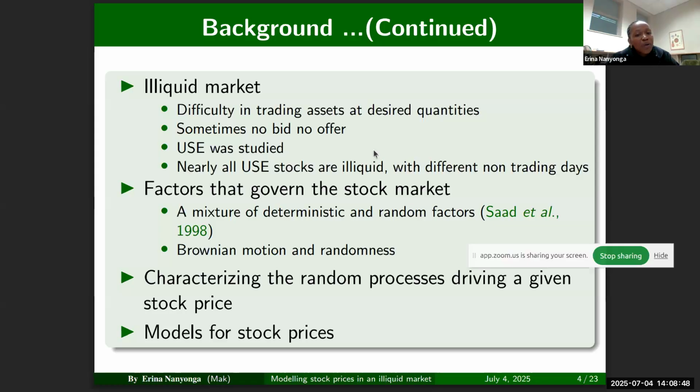Disease outbreaks can also influence stock prices in a stock market. But in financial math, Brownian motion is used to describe randomness. That random movement of prices moving up and down is described by Brownian motion. And there are so many models that are based on Brownian motion to model stock prices. Characterizing the random process that drives a given stock price, that stochastic movement of prices up and down, is very important to create stock portfolios and make investment decisions that are profitable.